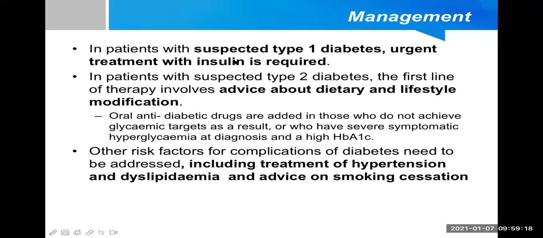Now, in patients with suspected type 1 diabetes, urgent treatment with insulin is required. There's no doubt about it. Insulin is the treatment of type 1 diabetes. There is no role of any oral hypoglycemic drug. In patients with suspected type 2 diabetes, the first line of therapy involves dietary and lifestyle modification. Then, if they do not lead to a fall in blood sugar level, only then we add an anti-diabetic drug. Always follow this guideline.